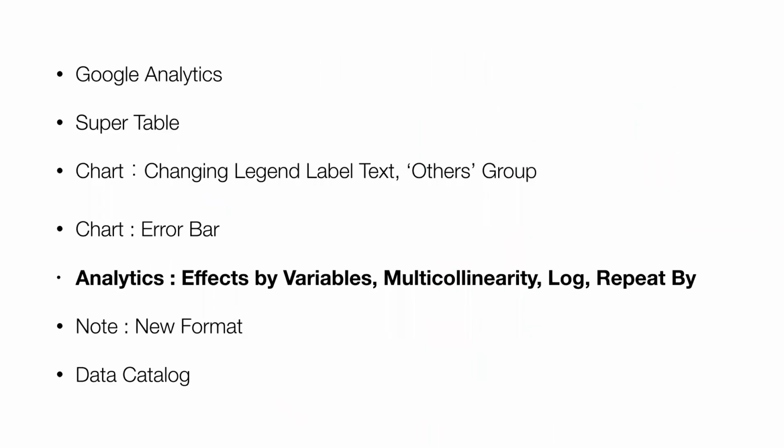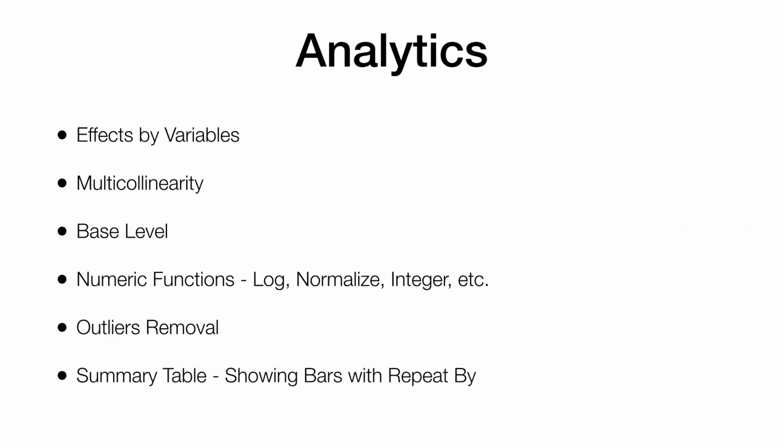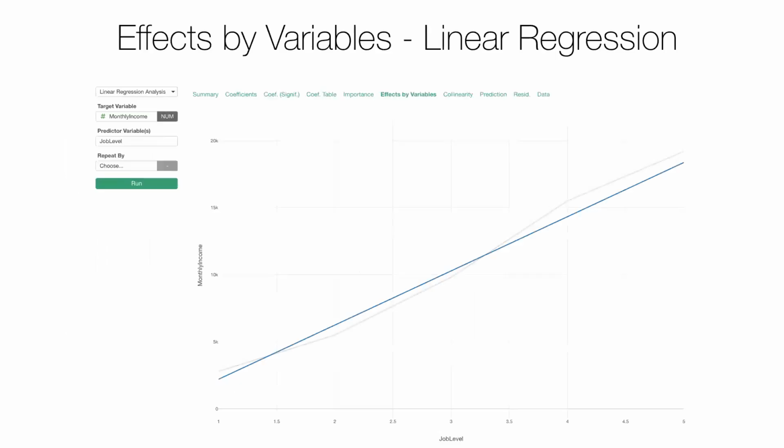Okay. Then the analytics area, there are more than a couple of things, but the key things I want to mention are these. Effects by variables. In the field of data science, this is known as a dependency plot or dependence plot, or it depends who you talk to. What it is, is actually pretty simple.